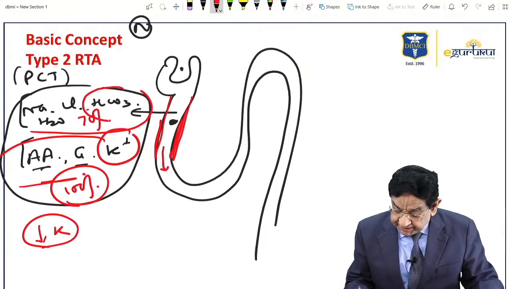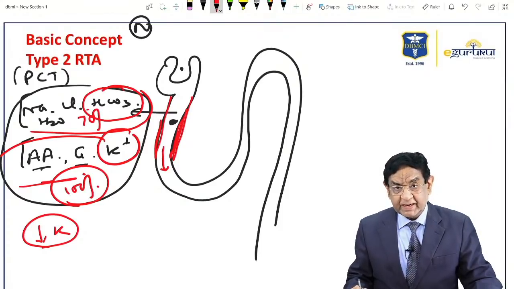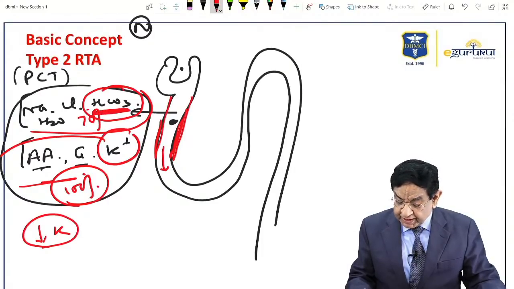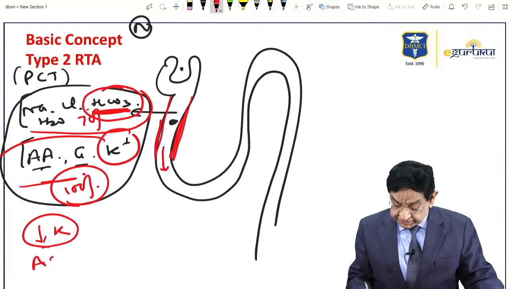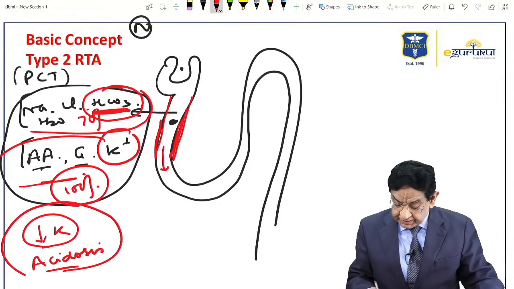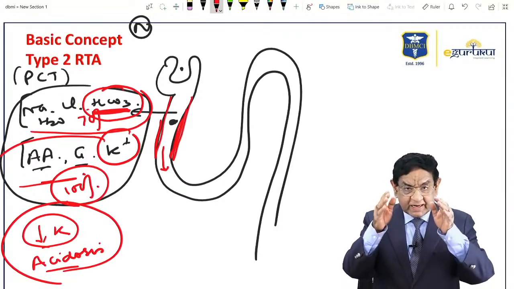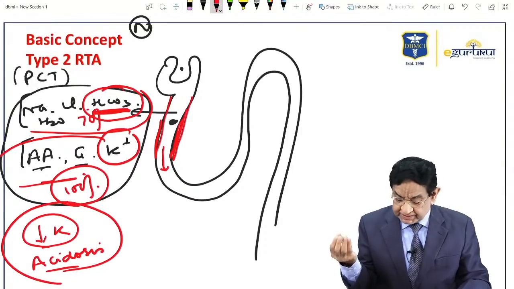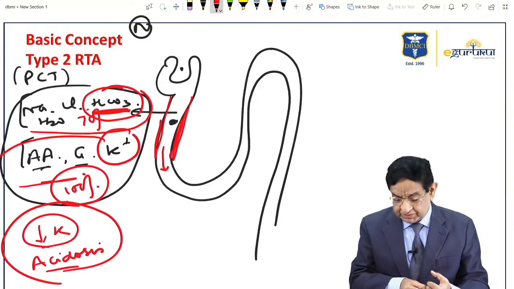Even bicarbonate is going out. So there will be bicarbonaturia. If bicarbonate is going out, definitely it will lead to acidosis. Why? Bicarb is an alkali. So if the alkali level goes down, there will be increased acid. So loss of alkali is occurring, and that leads to acidosis.